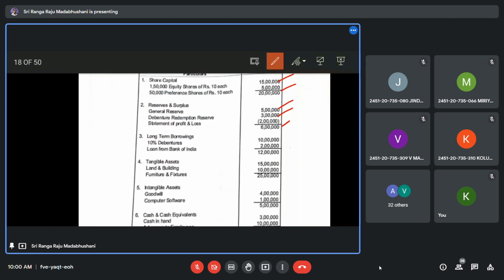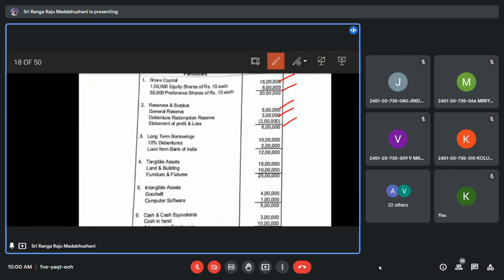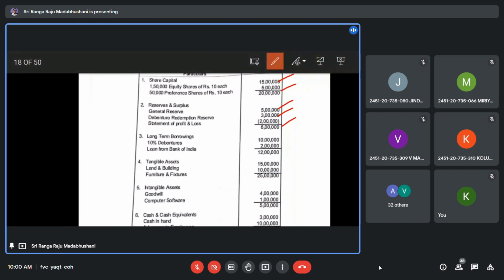Then this is reserves and surplus. So general reserve, debentures redemption reserve, and profit and loss account. If it is given in brackets, then it indicates a loss, a negative balance. So 5 plus 3, 8, 8 minus 2, 6. So the reserves are 6 lakhs and capital 20 lakhs. 20 plus 6, 26 lakhs, the owners' contribution. So shareholders' fund is 26 lakhs.